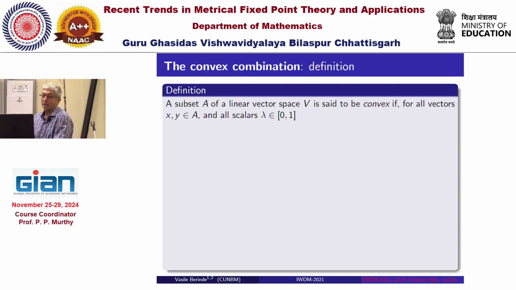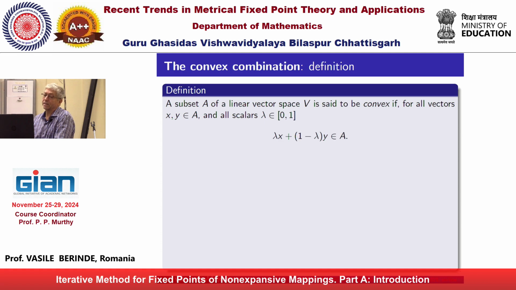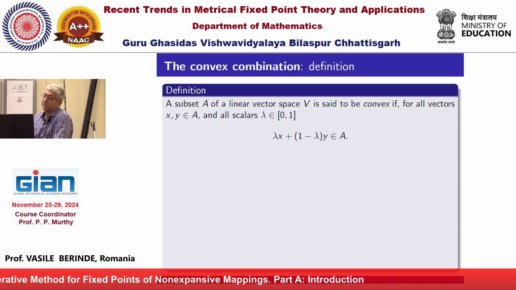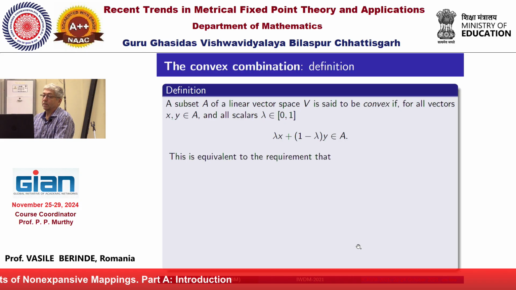We have a subset of a linear vector space V, and this set A is said to be convex if for all vectors x, y in A and for any scalar lambda in [0, 1], we have this property: the convex combination of x and y belongs to A.